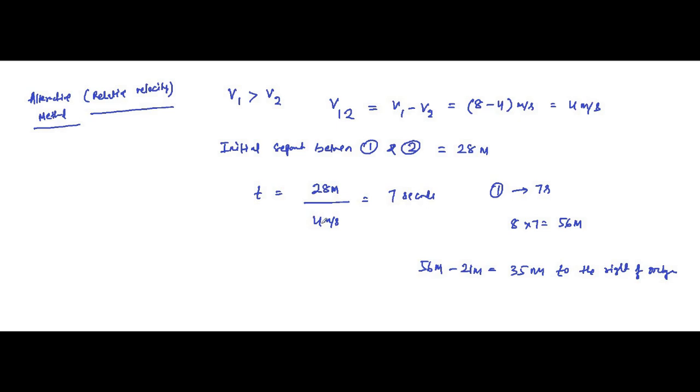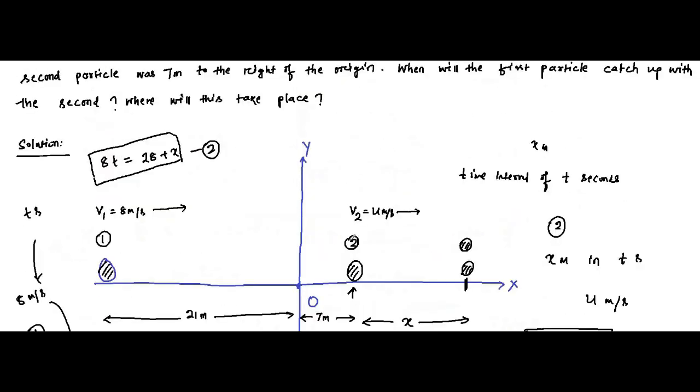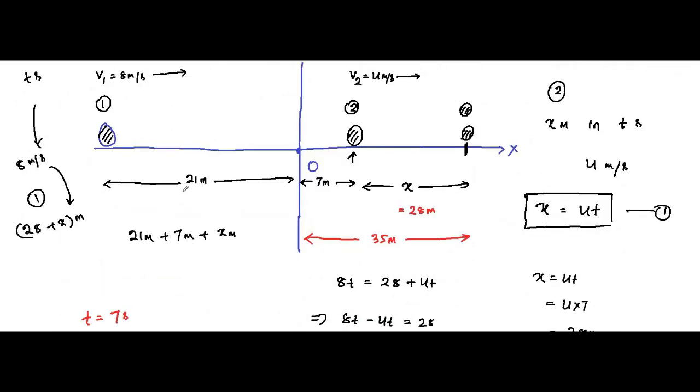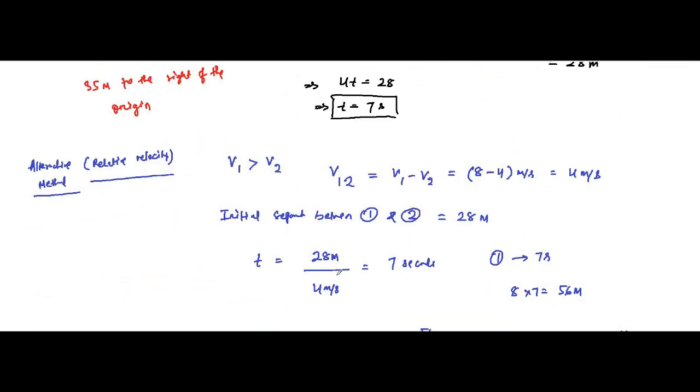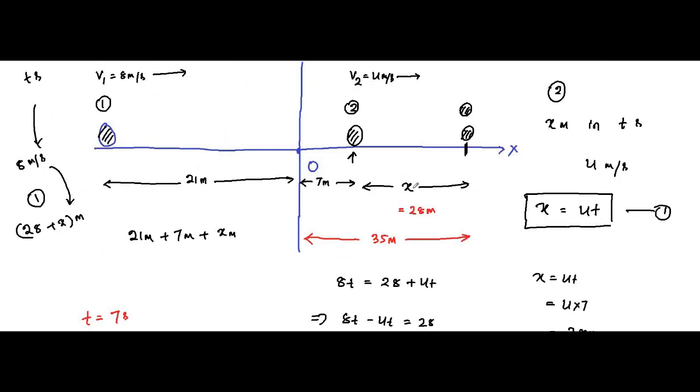So here, why do we use the relative velocity concept? What relative velocity means here is the velocity of particle 1 with respect to particle 2, assuming that it is stationary. So when we use that, we took the initial separation only into consideration. But if you are not comfortable with the relative velocity concept, then this is a very simple and straightforward approach.